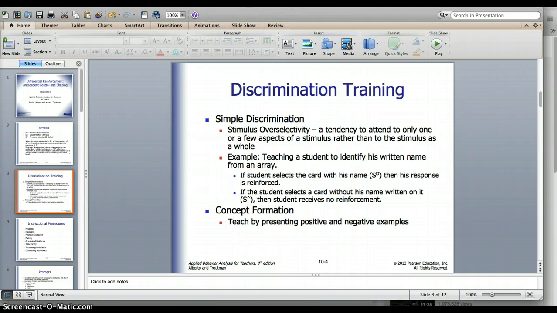We know that concept formation is really important for kids, and that's teaching by presenting both positive and negative examples, or correct and incorrect examples. So if I am talking about the sound SH, makes the sh sound, and I'm saying the SH sound is in ship and sheep, but it is not in words like bat and big.